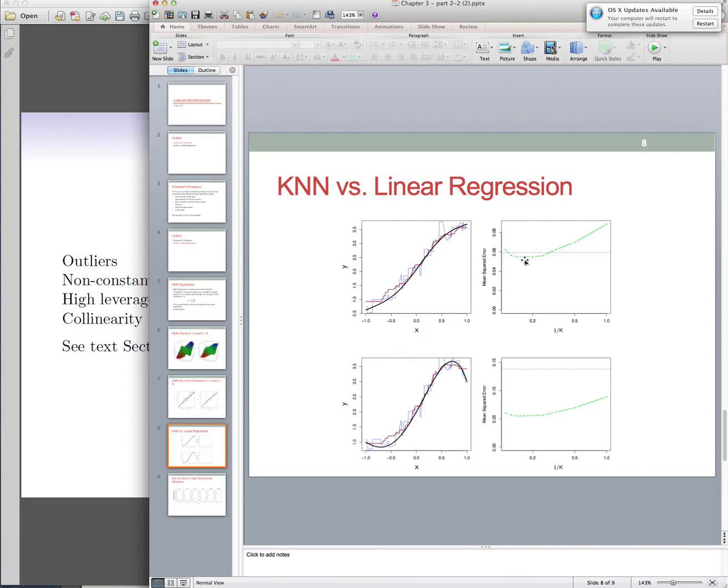If we would use a linear regression line, that would be the amount of error we would get, this dotted line. So as you can see, we outperformed linear regression lines a little bit.